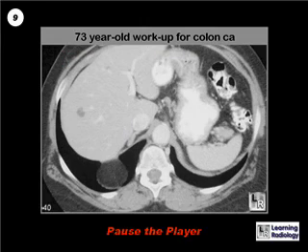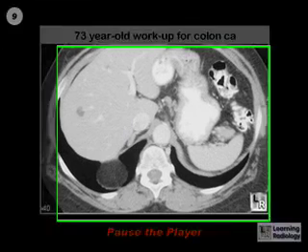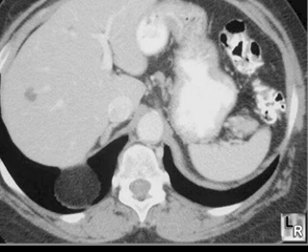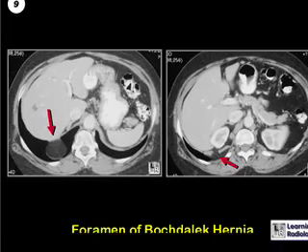This is your next case. It's a 73-year-old who was undergoing a workup for colon carcinoma. Disregard the low-density lesion in the liver. Pause your computer or MP3 player. This is a foramen of Bochdalek hernia.